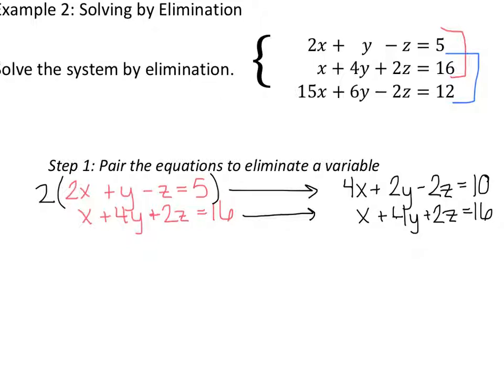Here we make our giant addition problem. What do we get for our x's? 5x plus 6y. What happens to the z's? They cancel out, and so that equals 26. 26 is correct. Not what I'm writing. Sorry.